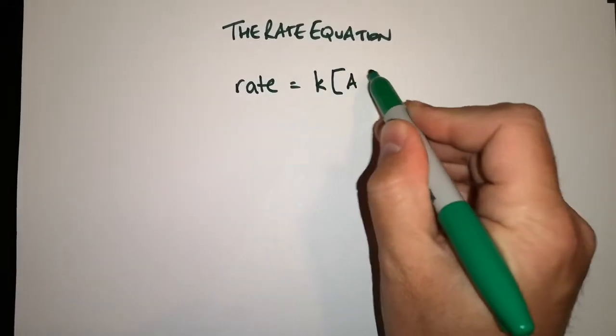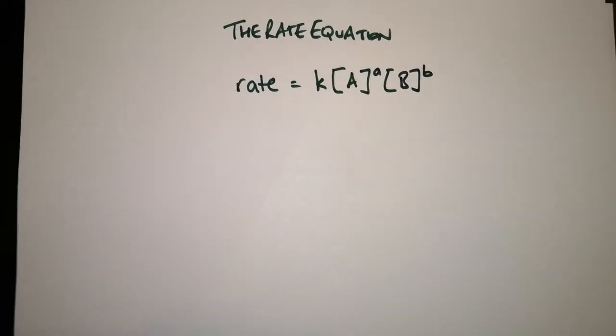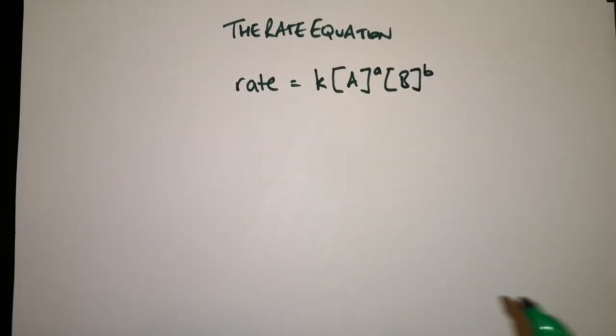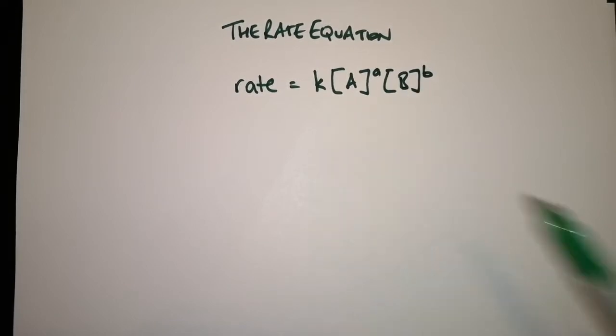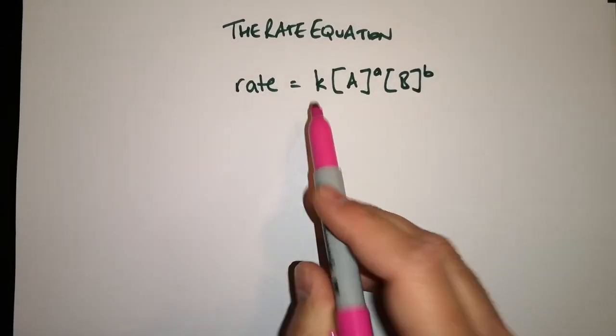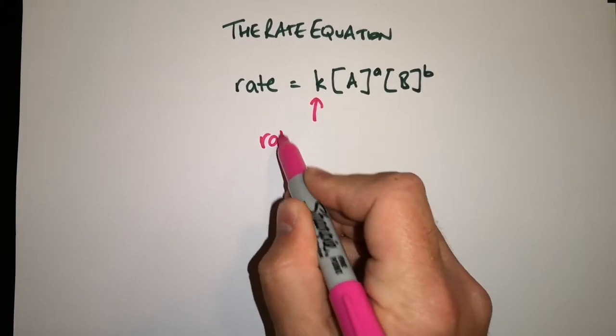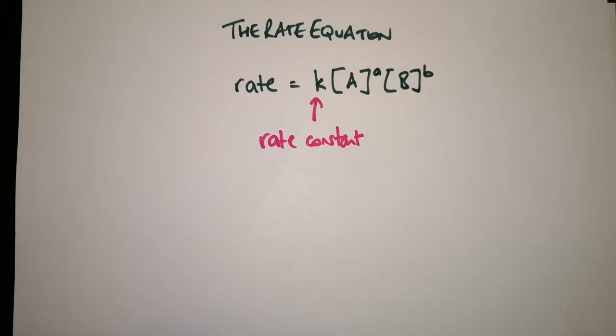Rate equals k, concentration of A to the power a, concentration of B to the power b. So this is a generic rate equation for a reaction that has two reagents, A and B. So rate is obvious, that's the rate in moles per decimetre cubed per second. k is known as the rate constant, and that is a value that is constant for any particular reaction at any particular temperature. My next video will be about the rate constant, so we'll come back to that then.